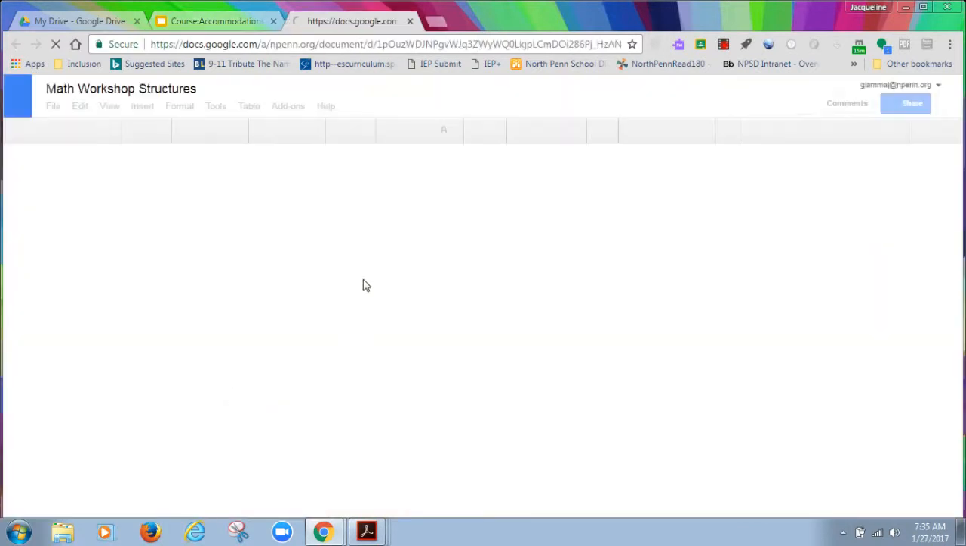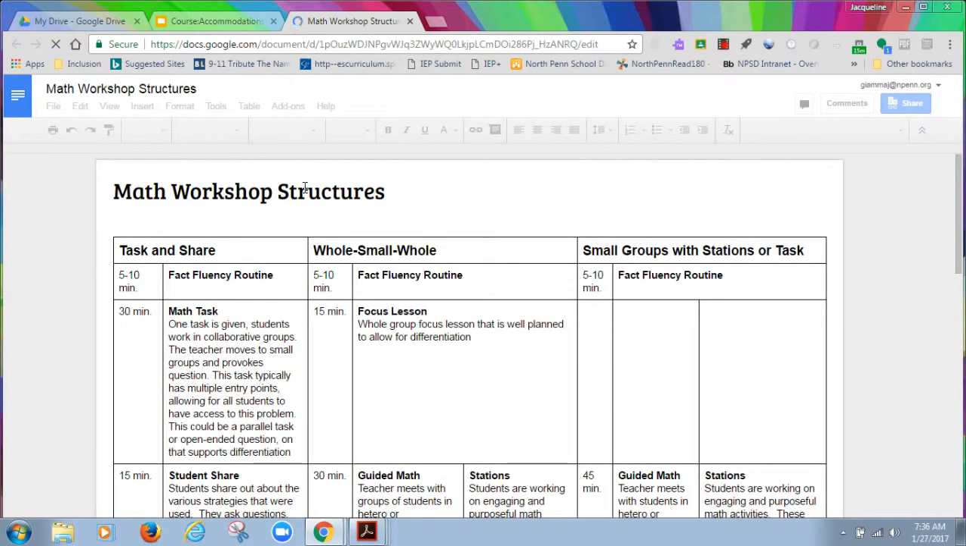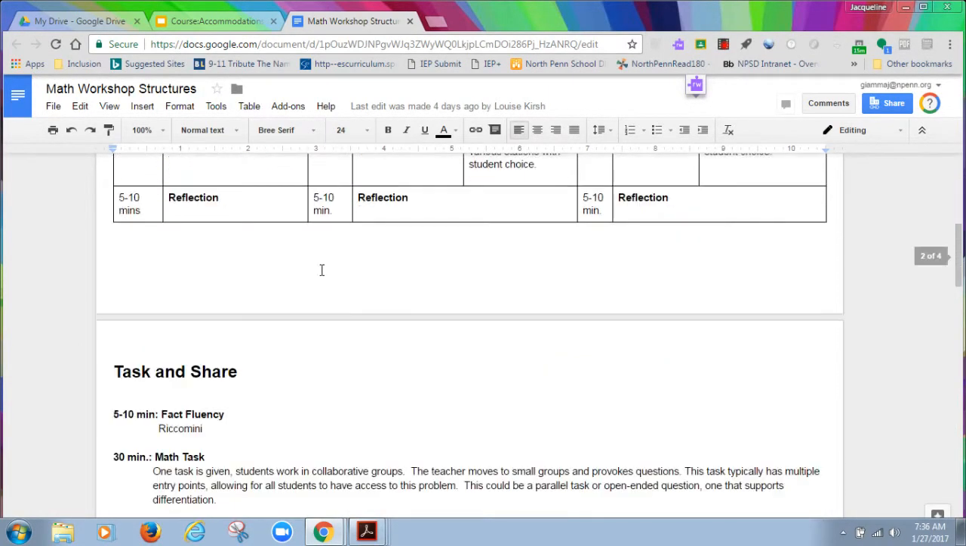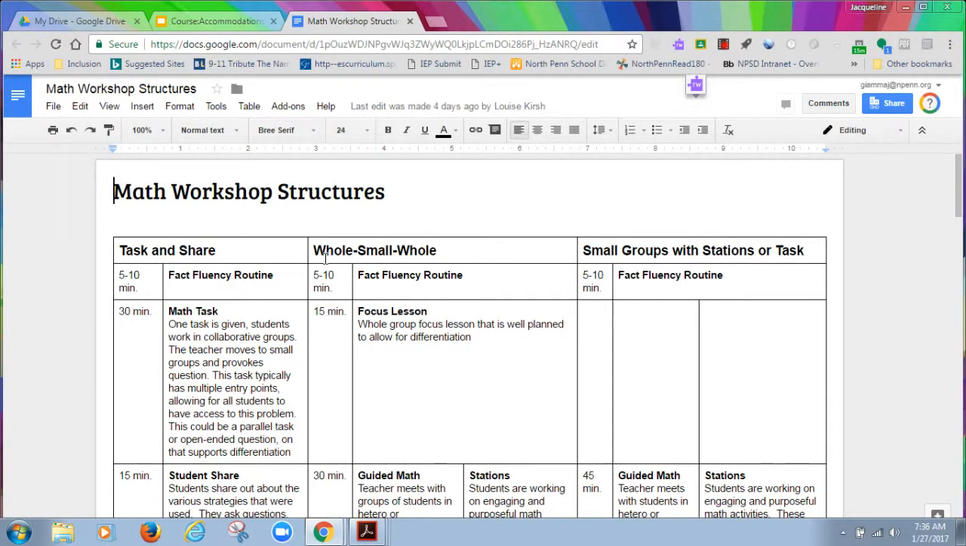And then stations or centers. This particularly is for math, how you can structure a 60-minute math block. And obviously at the secondary level, it would be a little bit different, but not too much different because it's only a 15-minute difference. But again, there's different models that you can do to make sure that you're using your time most effectively.